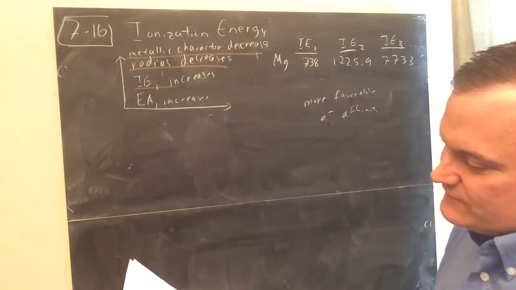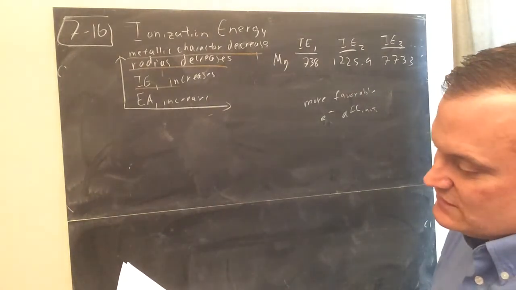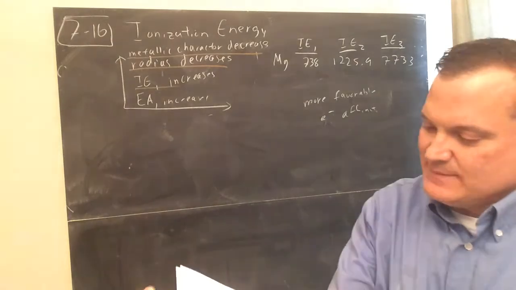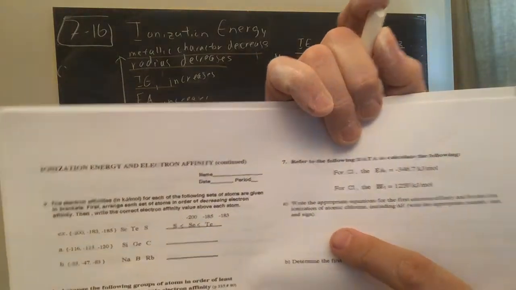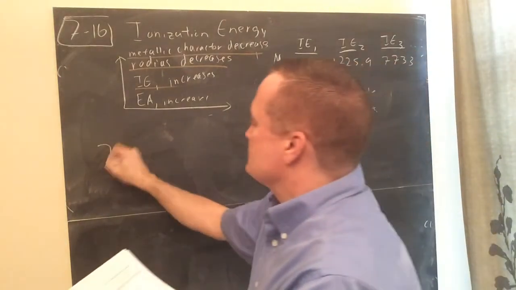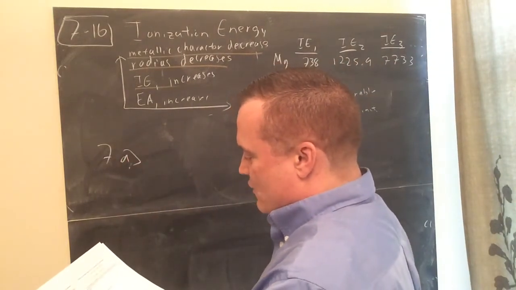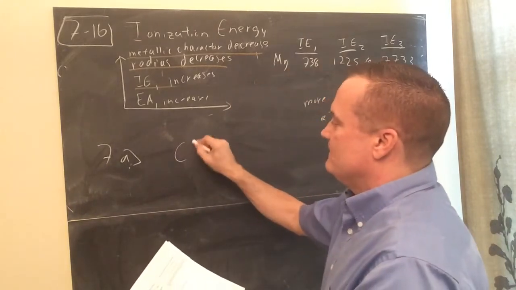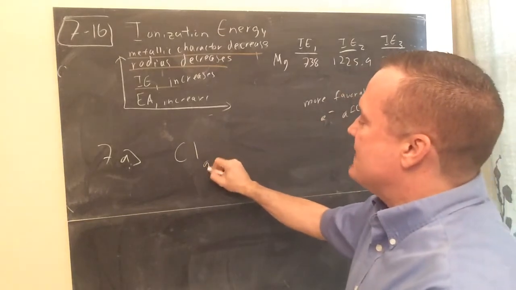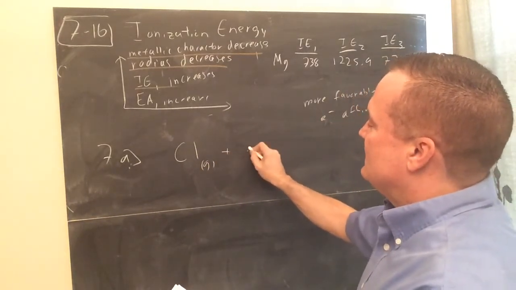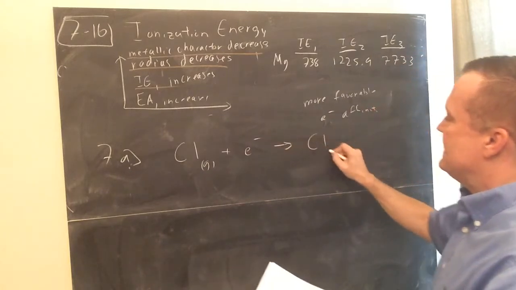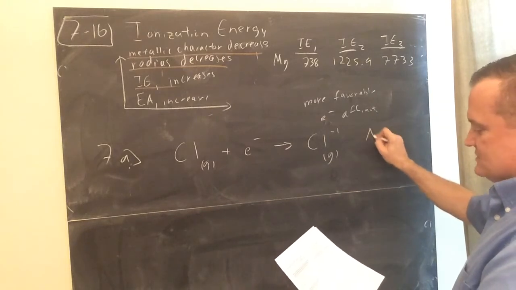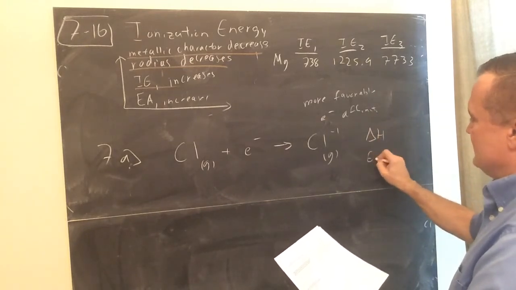Write an appropriate equation for the first electron affinity and for the first ionization of chlorine. Include the delta H symbol with the number, unit, and sign. Let me just do this for you. Number 7 for chlorine, letter A on the worksheet. What would be the equation for the first electron affinity of chlorine? Atomic chlorine means just Cl. First electron affinity would mean chlorine would be a gas. It would gain an electron, and it would become Cl, still gas, -1. And the delta H would be the electron affinity.